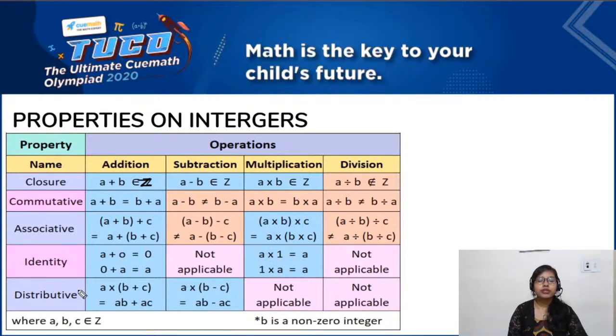Coming to the distributive property, a times b plus c. This is one of the most important properties. Whenever you have two numbers being added inside parentheses and a number outside the parentheses being multiplied, you expand it.